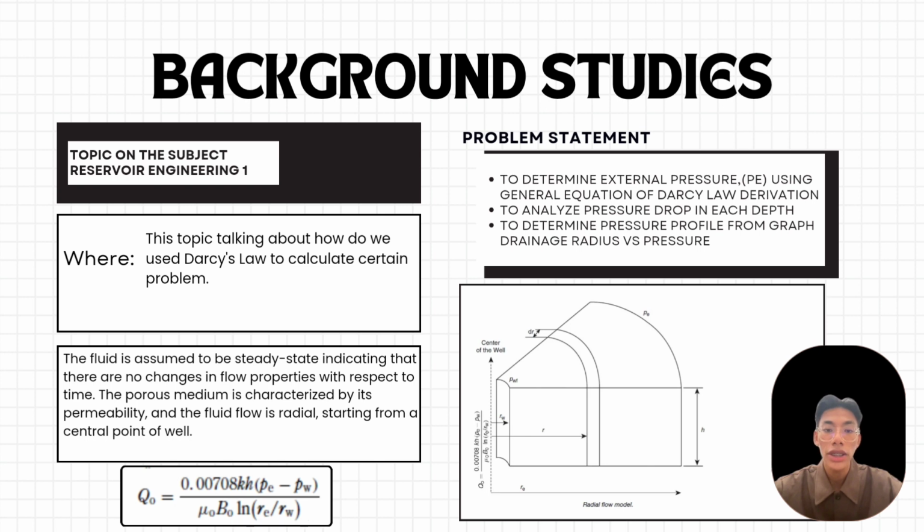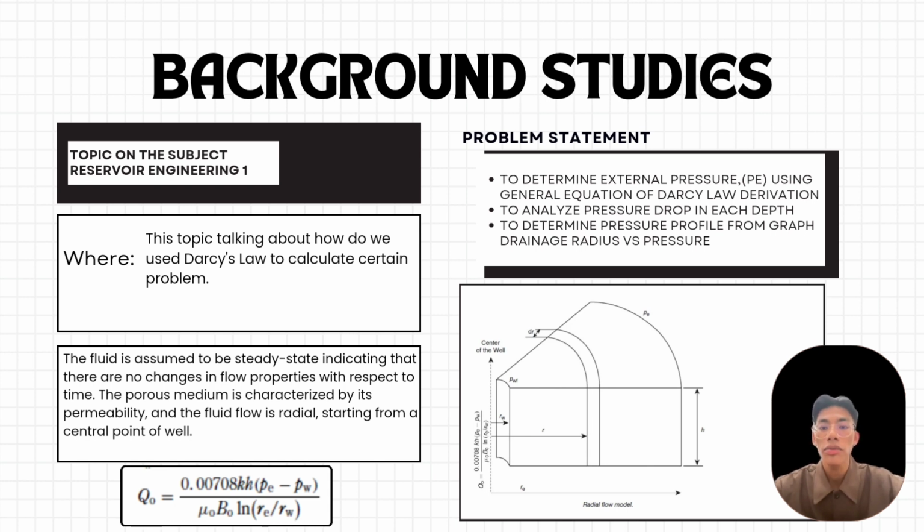The fluid is assumed to be at steady state, indicating that there are no changes in flow properties with respect to time. The porous medium is characterized by its own permeability and the fluid flows in radial flow, starting from a center point of a well. The equation below represents the flow rate Q equal to 0.0708, that one in oil field unit, times permeability, the thickness, and also the change of pressure, divided by the viscosity, formation volume factor, and also the change of radius.